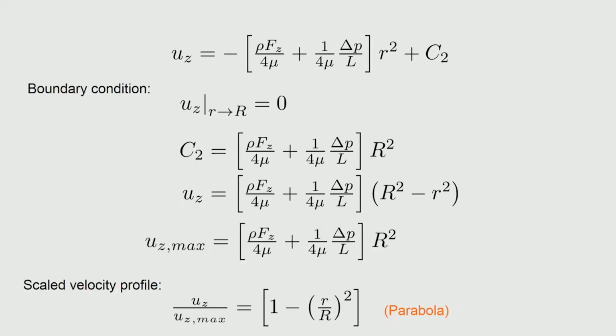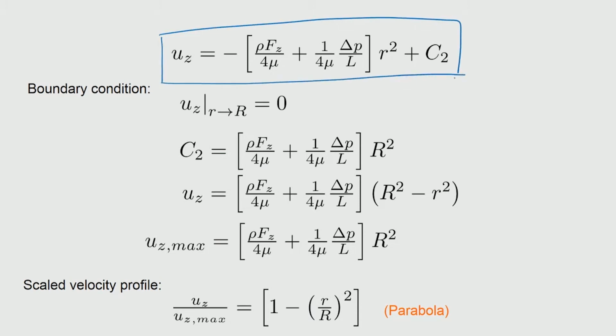So, we substitute that and integrate once more. We get a functional form that looks like this. This is basically the solution of the z component, or the axial velocity component, in the cylindrical coordinate system for the list of assumptions that we have mentioned. And when we apply the boundary condition that at the inner wall of this pipe you have 0 velocity because of no slip, then we can determine C2.